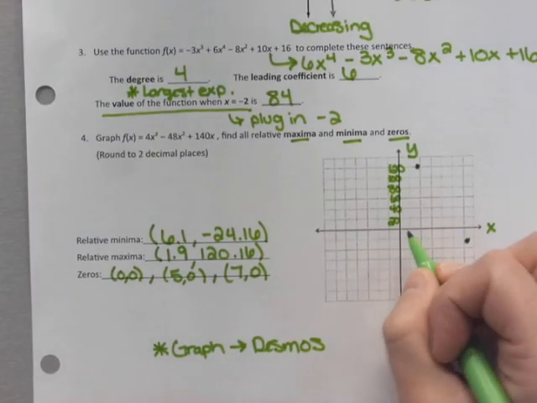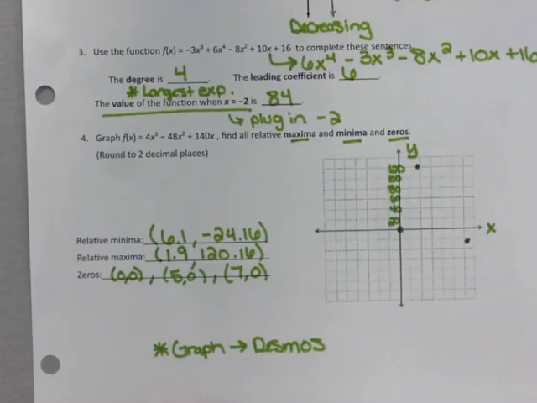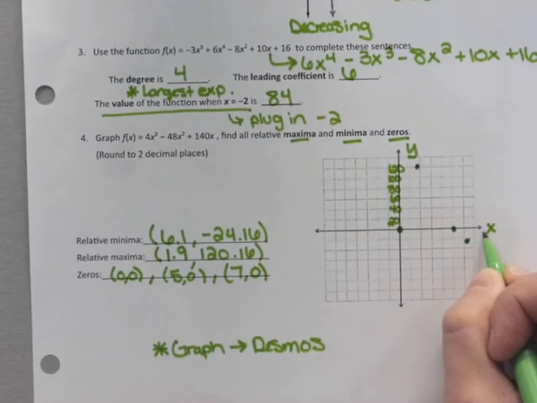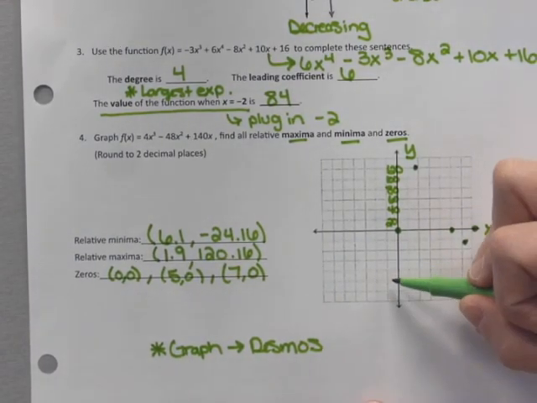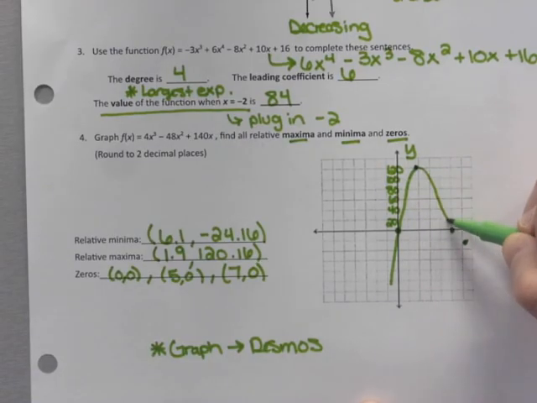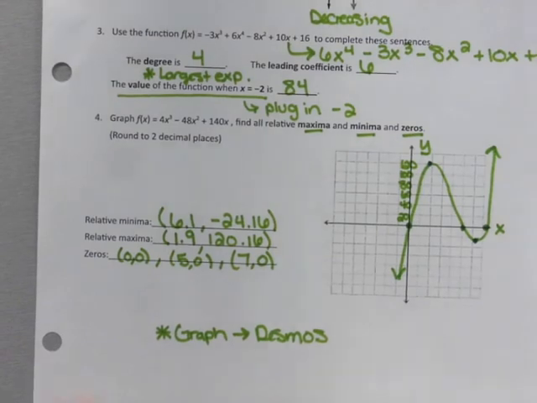And then my zeros. I have a 0 at 0, 0, at 5, 0, and at 7, 0. And then you can look at the graph to help guide you as you draw this in. Remember, we went up, down, and then we turned and went back up again.